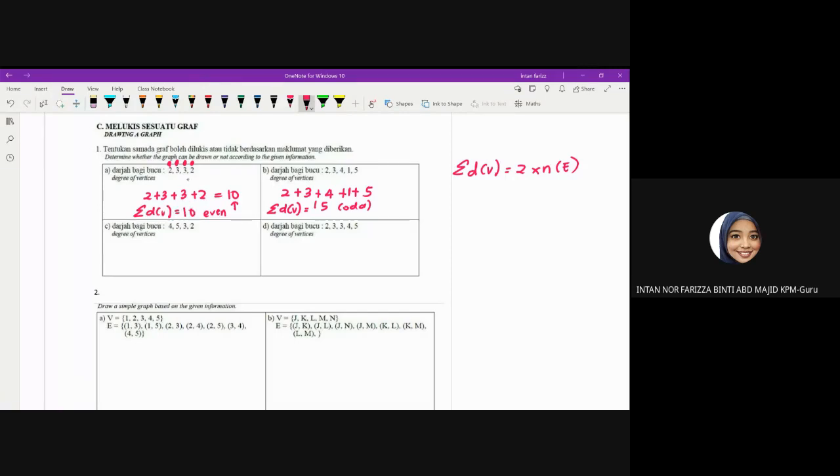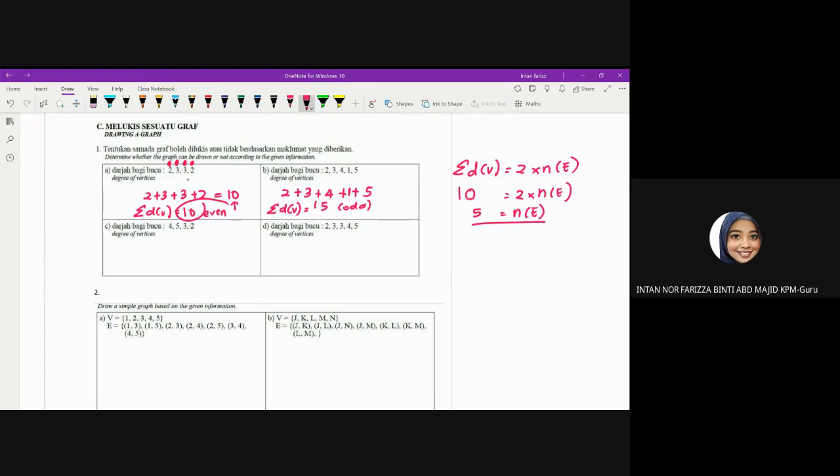So now I would like to take this value, 10, and I replace it with this one here. Okay, so let's see what happened. 2 times NE. So when you want to find the number of edges, you're actually dividing 10 by 2, right? Which means you get 5. That means the number of edges, the number of lines in the diagram, is 5 in total.